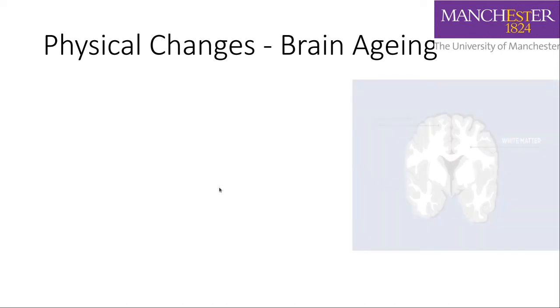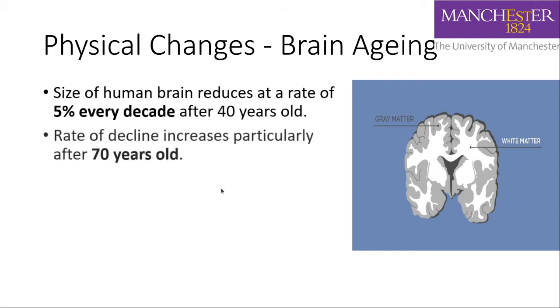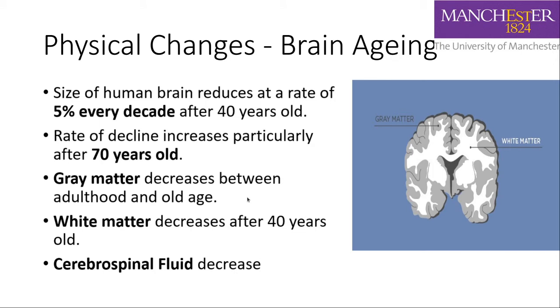Our brain volume reduces at the rate of 5% every 10 years after 40 years old. After 70 years old, the rate of decline increases. The affected brain tissues in this process are gray matter, white matter, and cerebrospinal fluid.